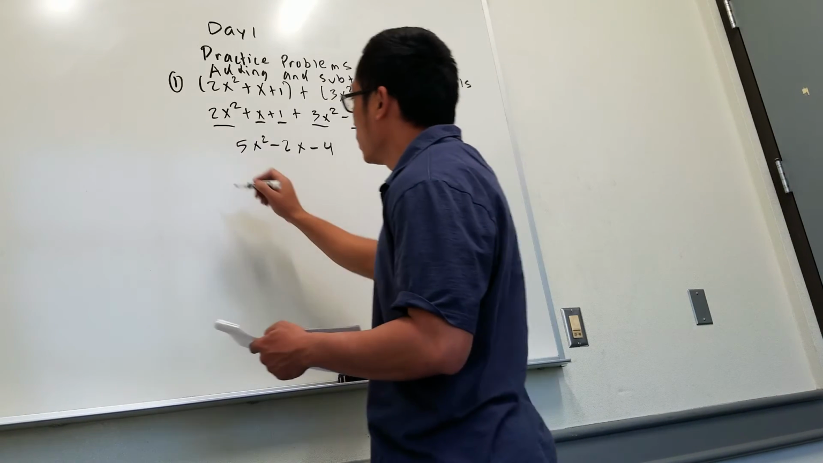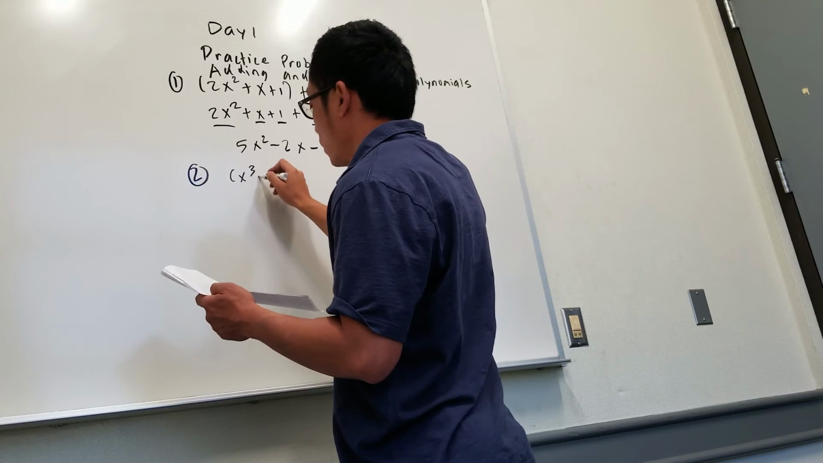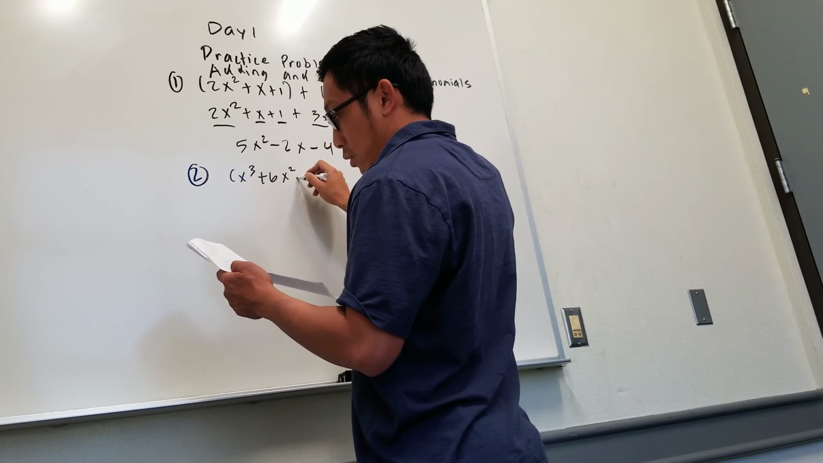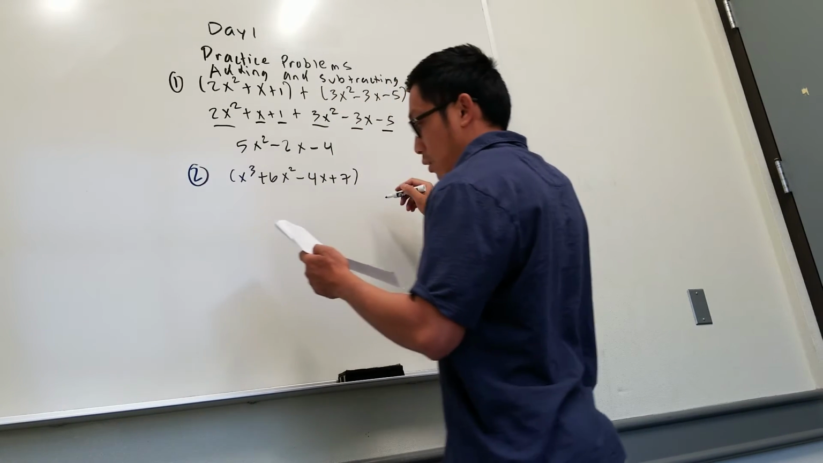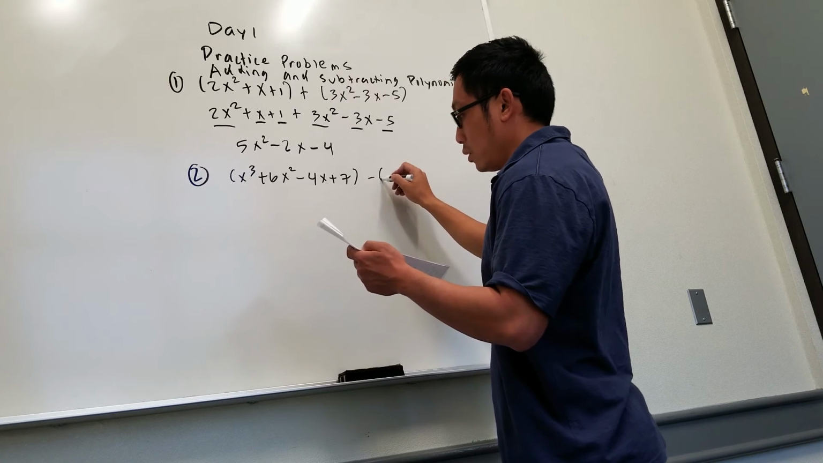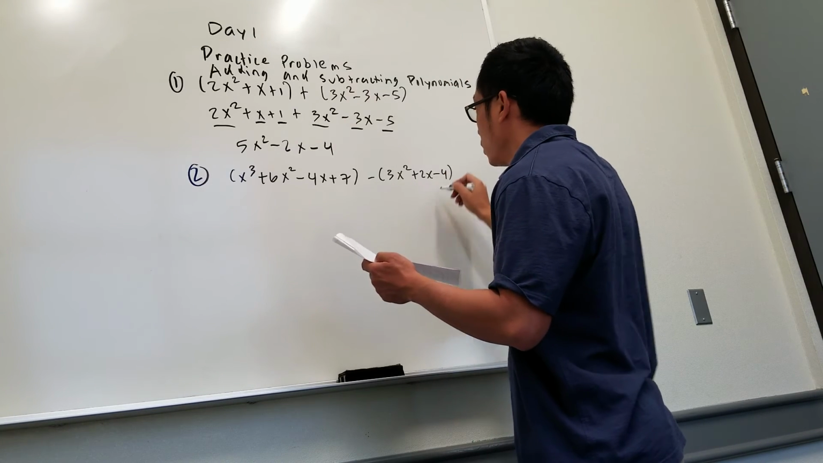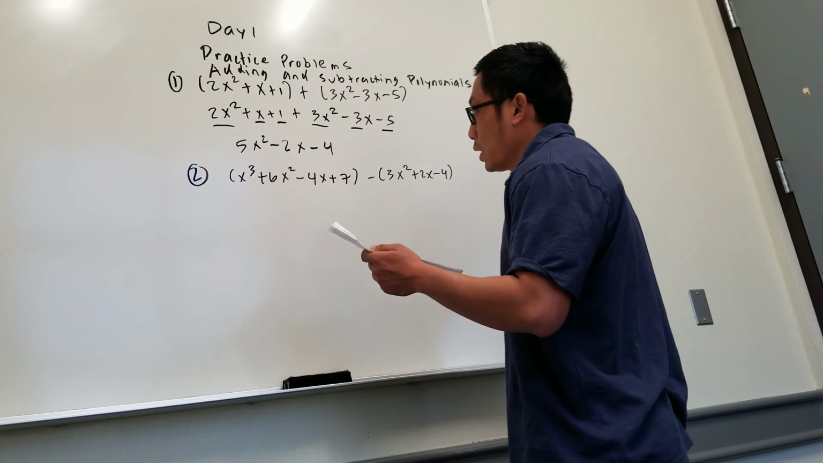So I got minus 2x cubed plus 6x squared minus 4x minus 3x. So pause the video if you have to. Give me a minute, I'll be back.